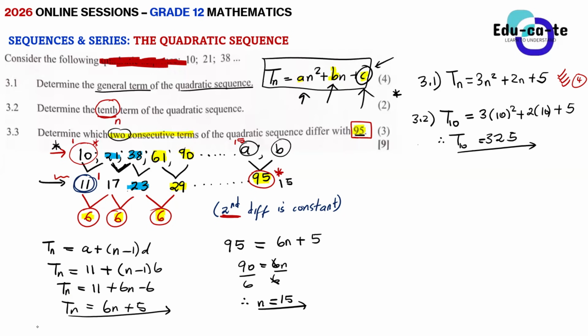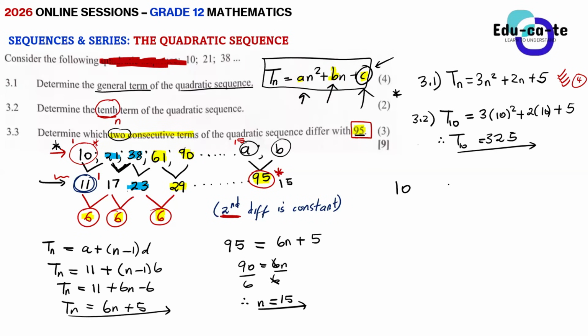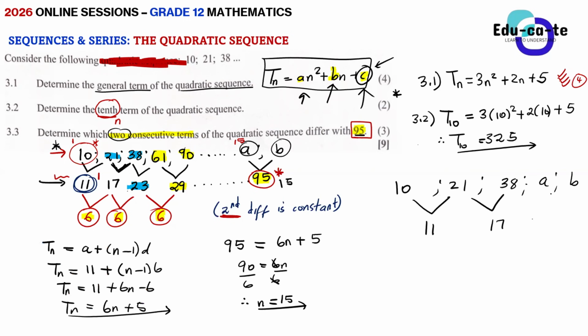Let me just rewrite it a bit. We've got 10, we've got 21, 38, A, B. Let's put some good spacing so that you can see. We say this is 11, this is 17, this is 20. Let's skip this one and say that later on we find out that the difference between A and B is 95. So look at this carefully, guys.